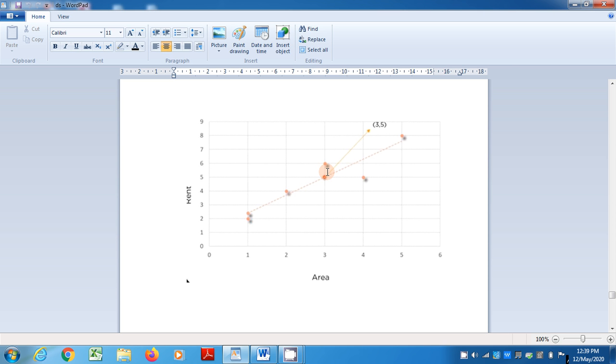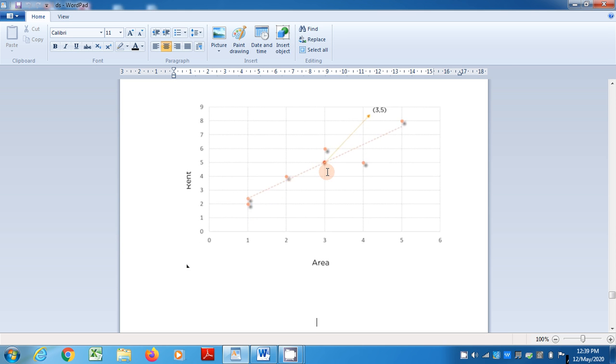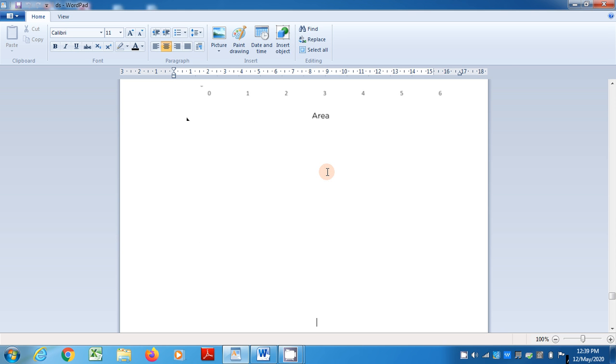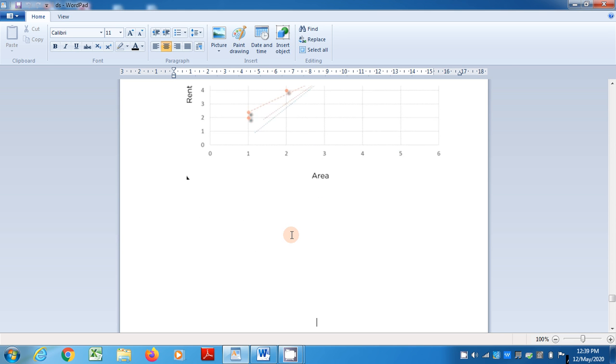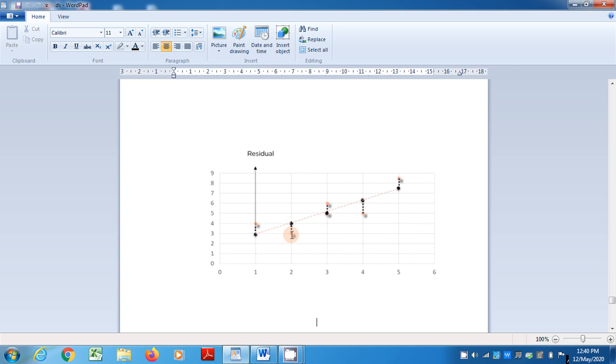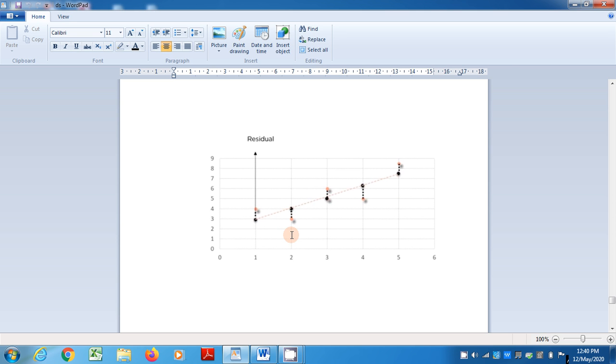So we can draw a number of lines like that, right? Which line is suitable? The line that is giving a lower error rate. So how to adjust that line? Using residual coefficients.